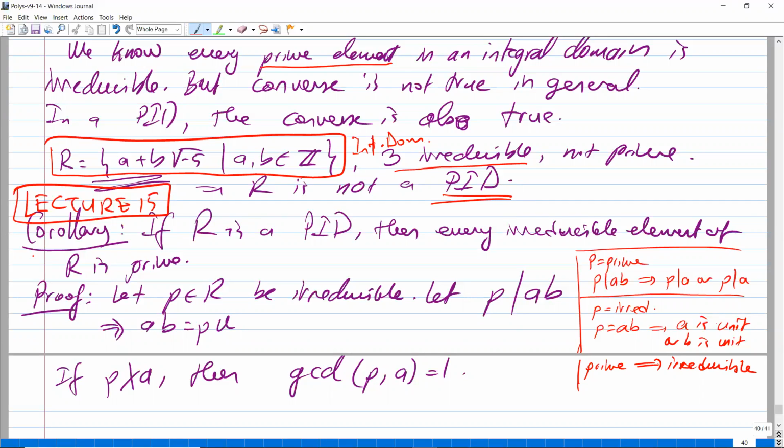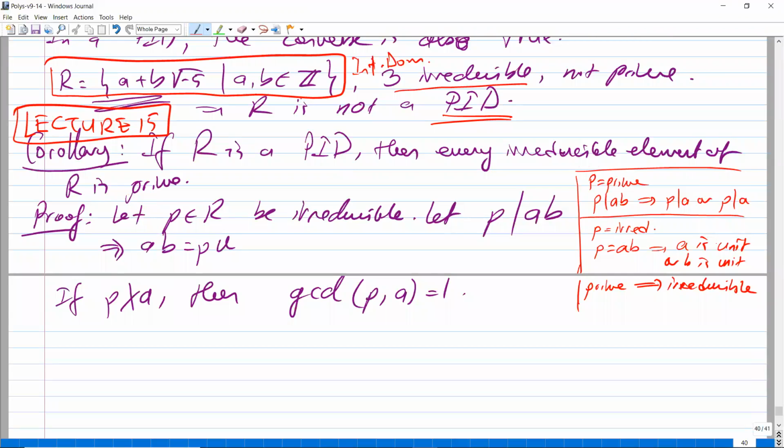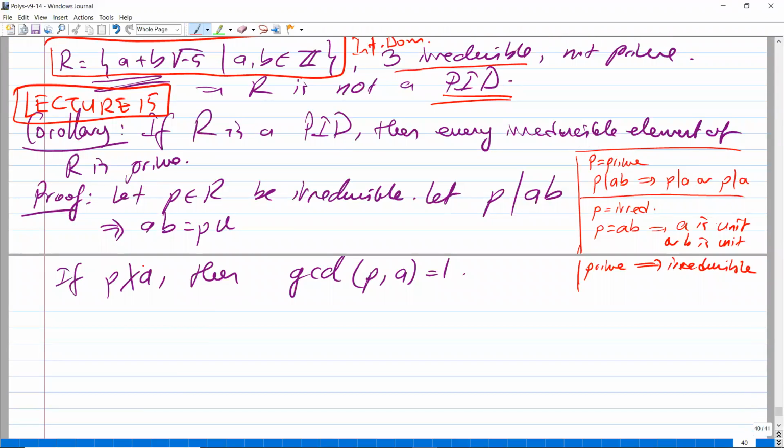And here's the corollary that we stated last time. If R is a PID, then every irreducible element of R is prime. So that's our first purpose in this lecture. Now, suppose that P is irreducible in R, and suppose that P divides A times B. In order to show that P is prime, we need to show that either P divides A or P divides B. Okay, we will show one of them.